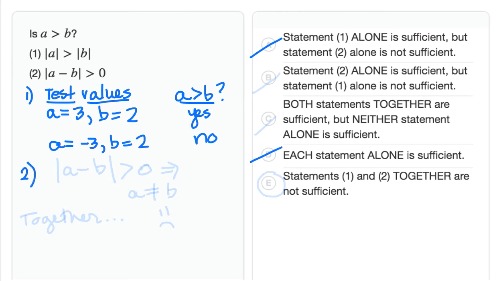Now looking at statement 2, we've got the absolute value of A minus B is bigger than 0. That really doesn't tell us a ton except that A can't be equal to B. But it definitely doesn't tell us if A is greater than B. We really don't know. So in this case, we know that statement 2 alone is not sufficient. Therefore, we can eliminate choice B.